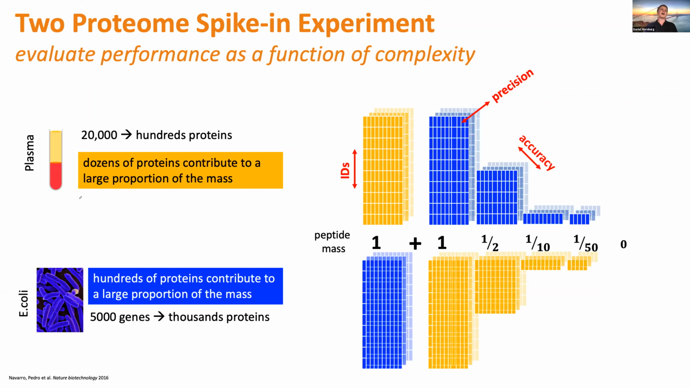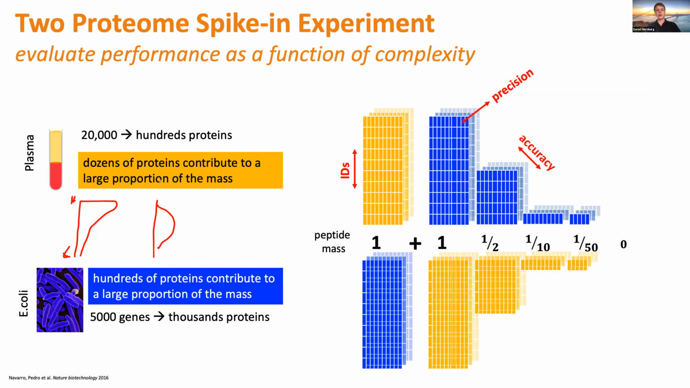So in plasma, if we, for example, plot the intensity distribution of high intense proteins up here versus low intense proteins down here, the distribution is pretty skewed. So you have a few proteins that make up a majority of the proteome mass, whereas in an E. coli or also a tissue sample, the distribution looks a little bit different, maybe like that, right? So this is actually giving us different challenges in terms of doing a deep analysis of that sample.